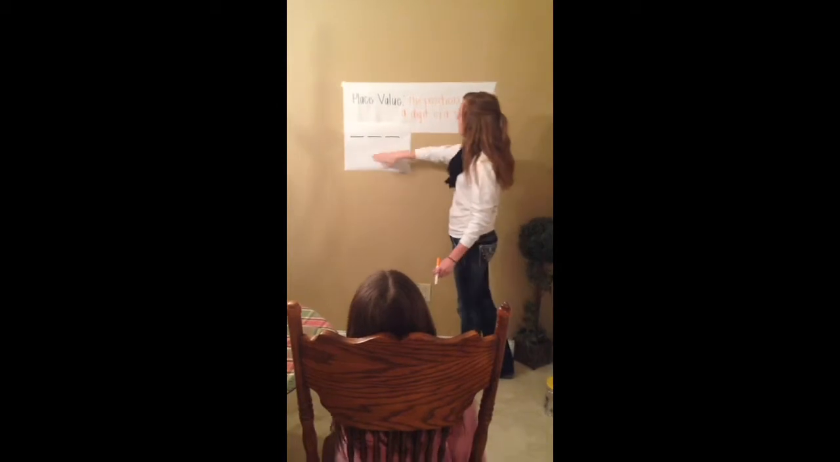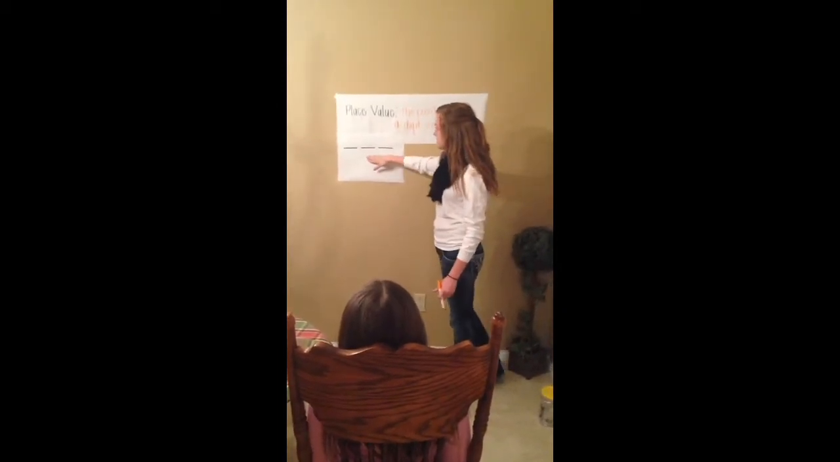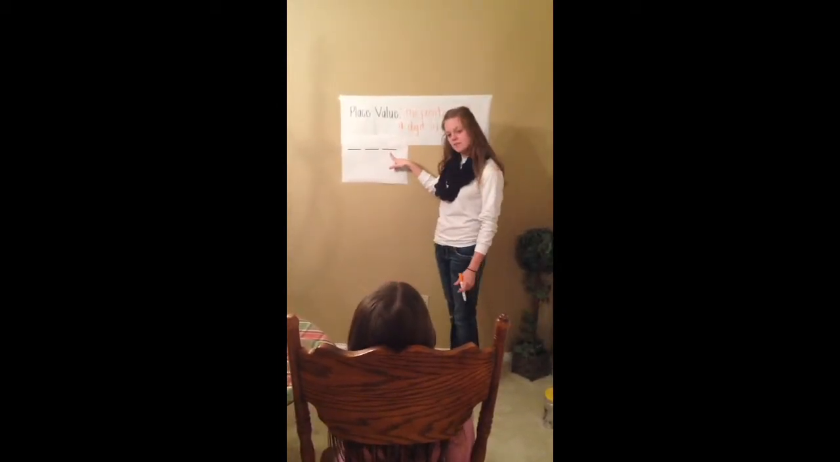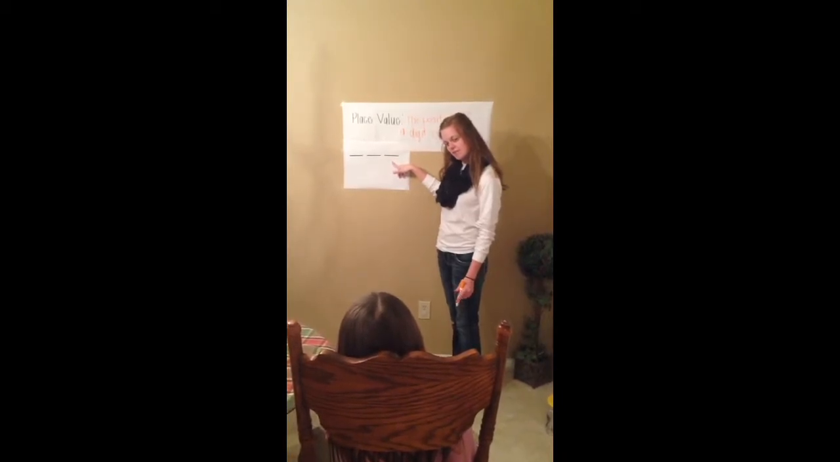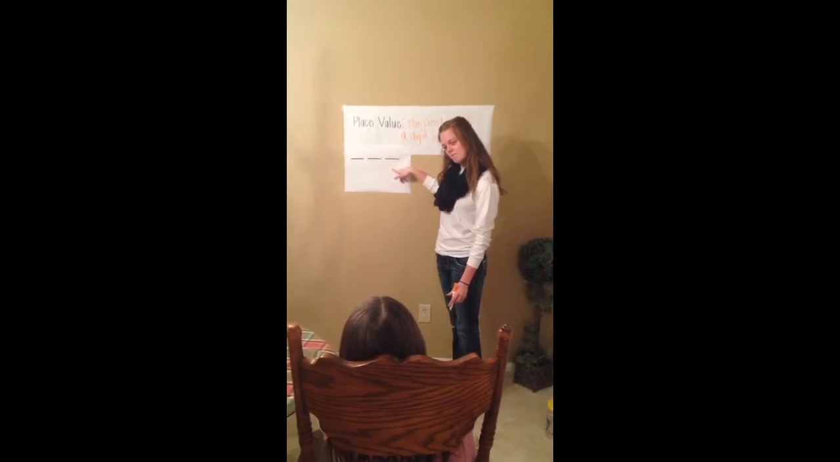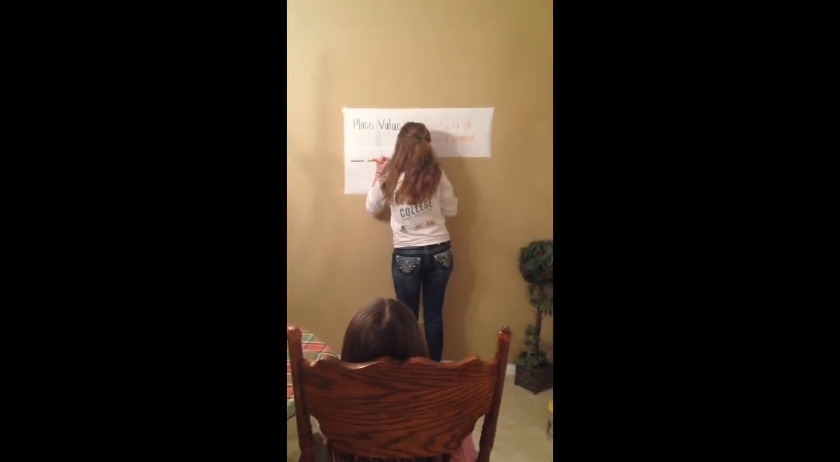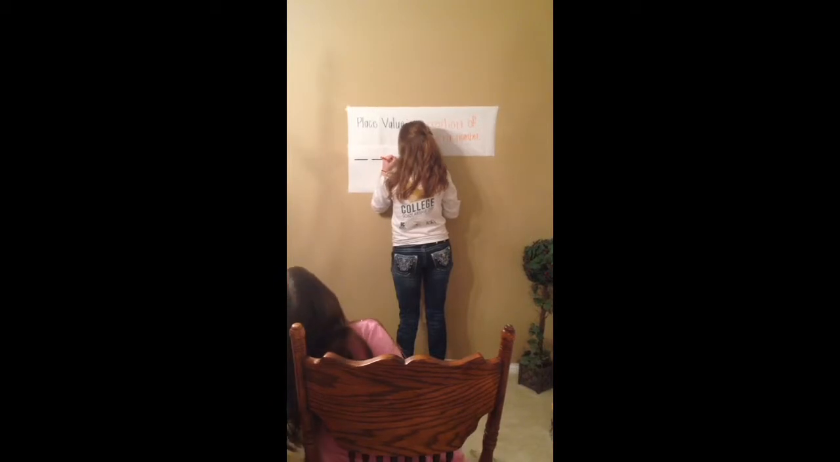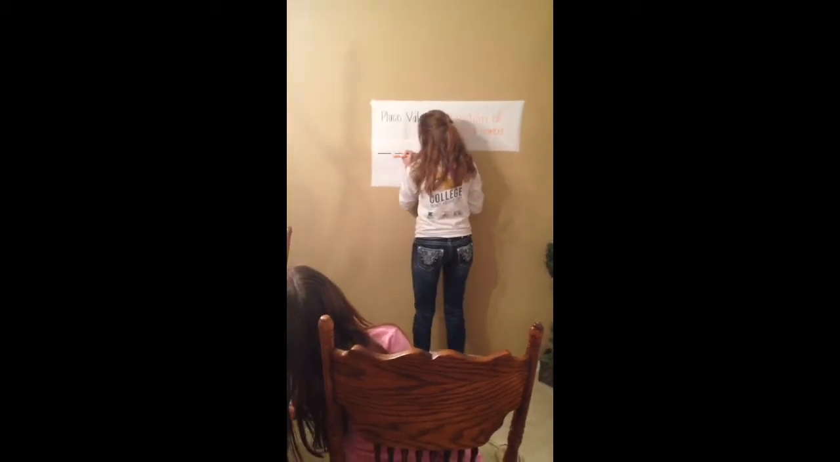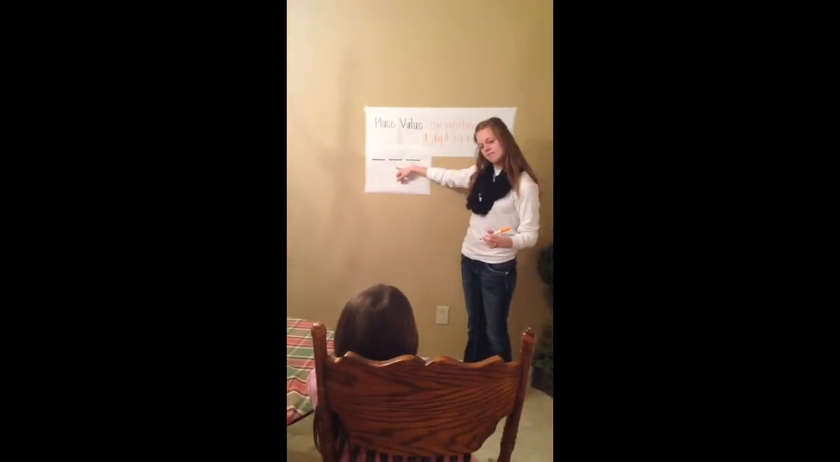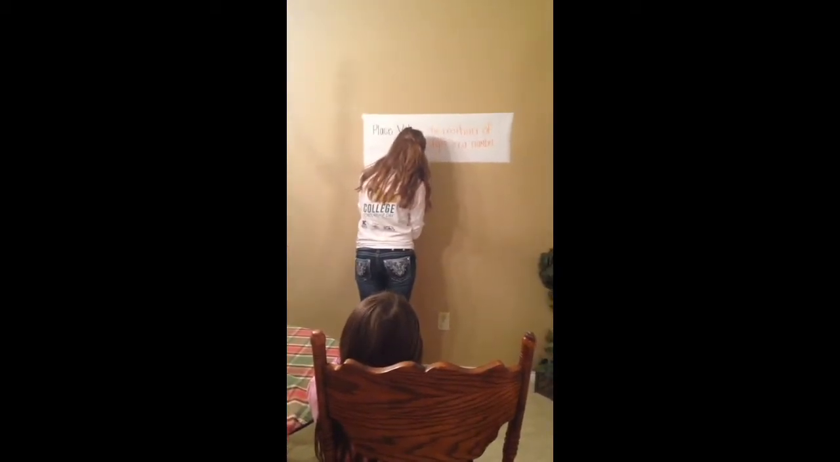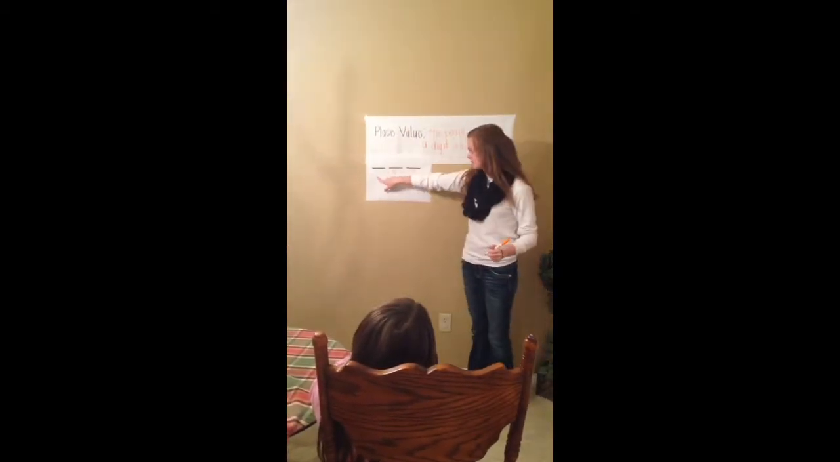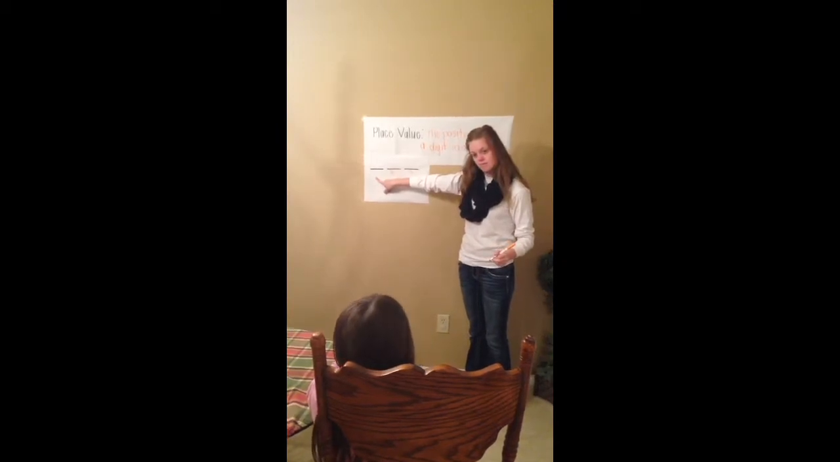So if we have these three positions, what is this first position, Catherine? What is the first position in a number? The ones place. And what comes after the ones place? The tens place. And after the tens place? The hundreds place.